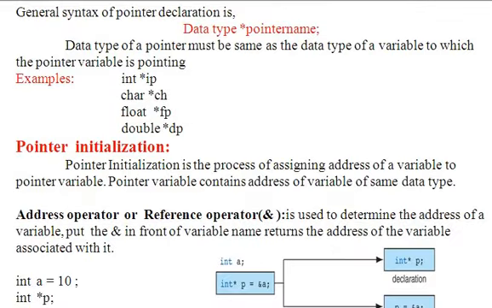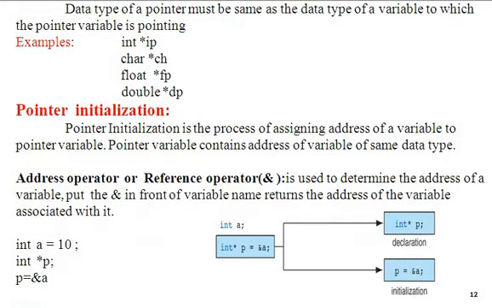A pointer variable is used to hold the address of any other variable. The basic declaration is data type, asterisk, followed by the pointer variable name, semicolon. The data type of any pointer must be the same as the data type of the concerned variable. Look at the statement int a = 10, and the declaration int *p. p is your pointer variable.